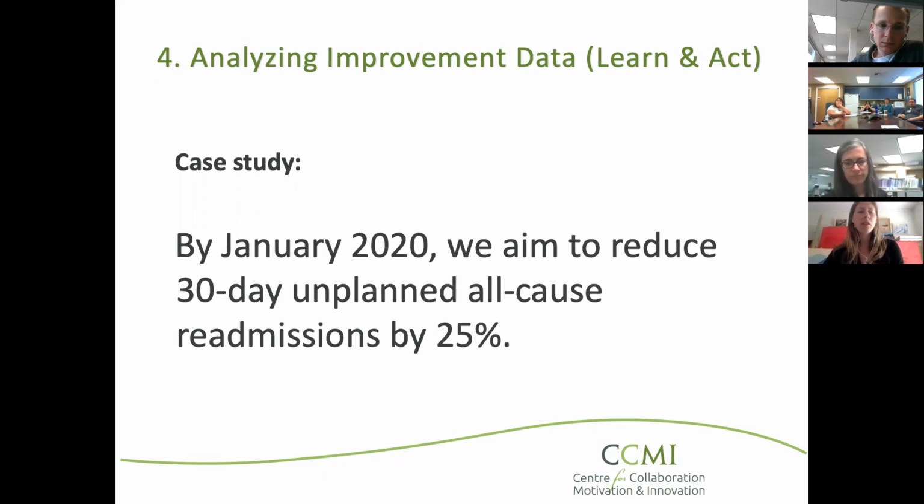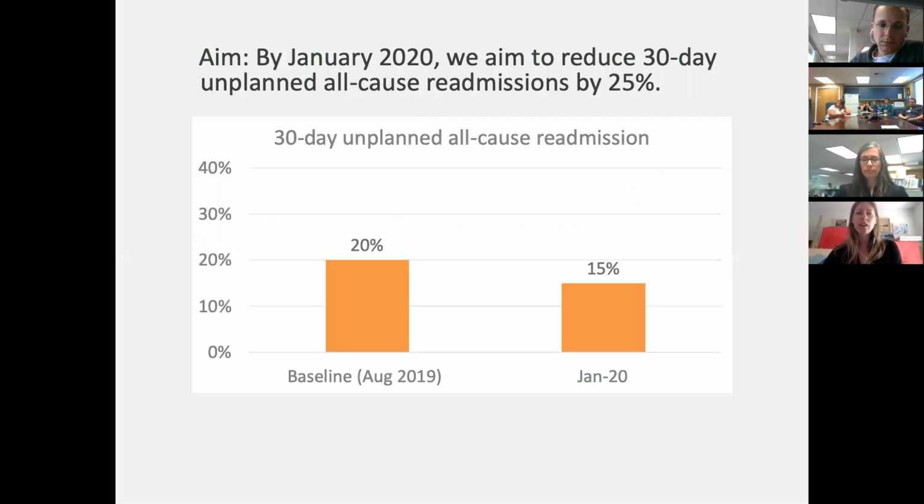We're moving into what we are doing with our improvement data. Now that we've chosen our measures, defined our measures, and are starting to collect them, which is where everyone is right now, how do we interpret what we're seeing? Here's another case study example. By January 2020, we aim to reduce 30-day unplanned all-cause readmission by 25%. Let's take a look at this fictional data.